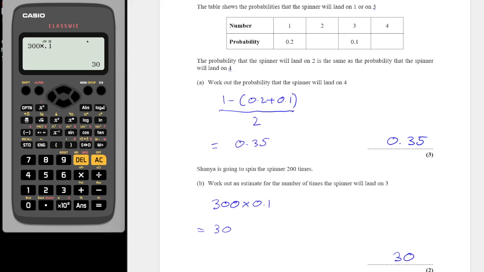And I've just spotted I misread that slightly. That's 200 times, so that should have been a 2 there, and that should be a 2 there, and a 2 there. And I should have typed into my calculator 200.